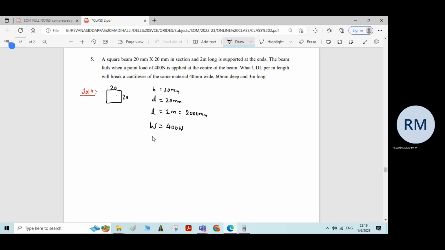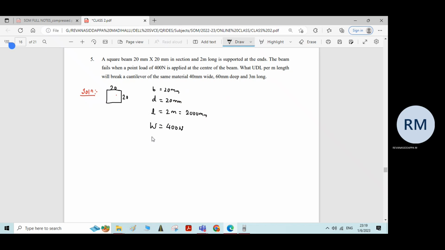What UDL per meter length will break a cantilever of the same material, 40 mm wide, 60 mm deep and 3 meter long? In this problem there are two cases.